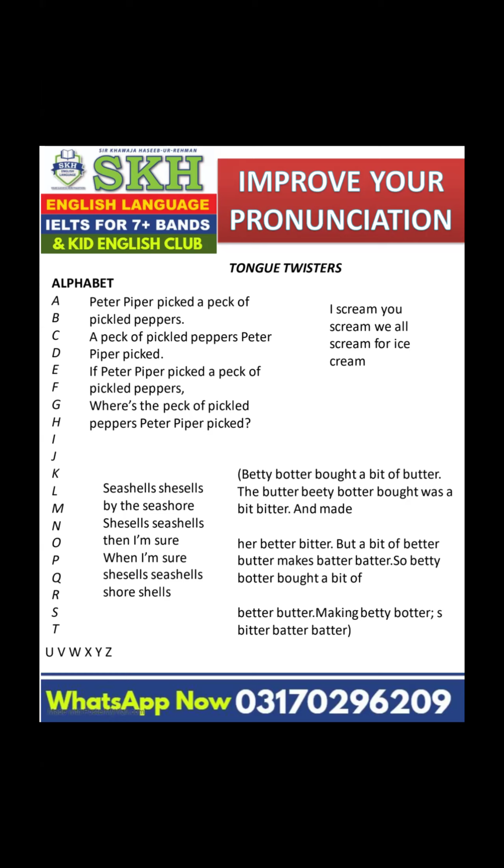Seashells by the seashore. She sells seashells, then I'm sure, when I'm sure, seashells. Betty Butter bought a bit of butter. The butter Betty bought was a bit bitter and made her batter bitter, but a bit of better butter makes the batter better. So Betty Butter bought a bit of better butter, making the batter better.